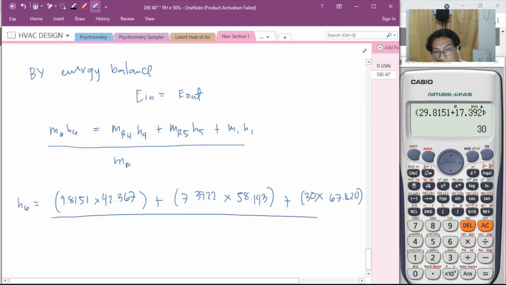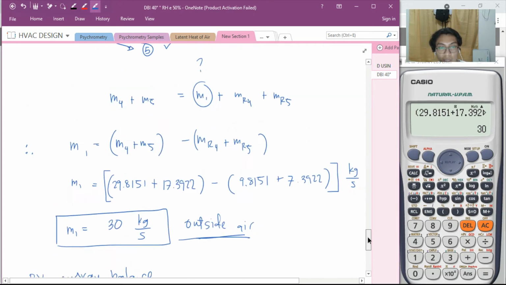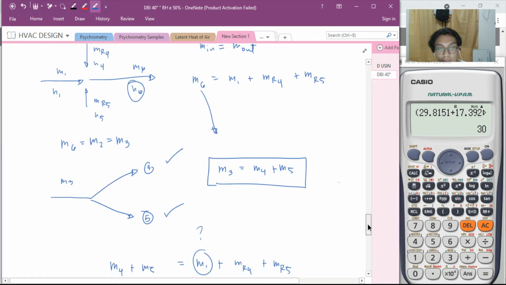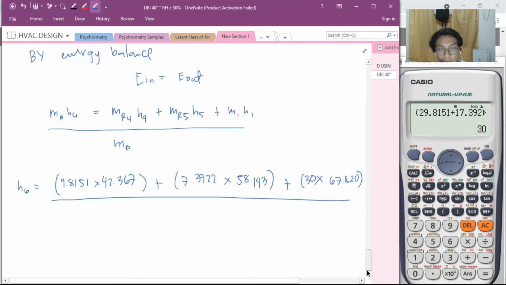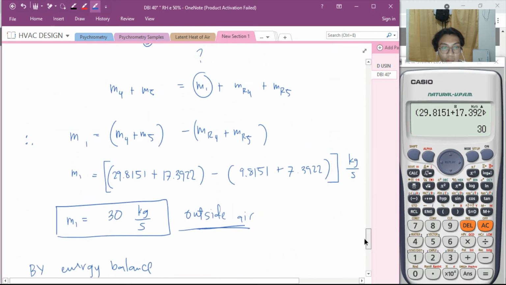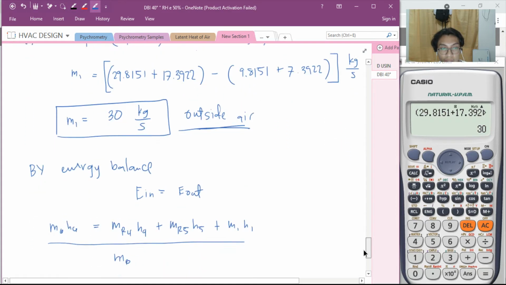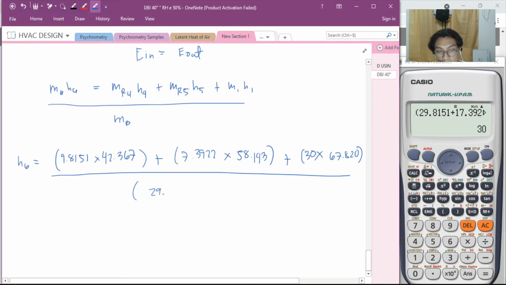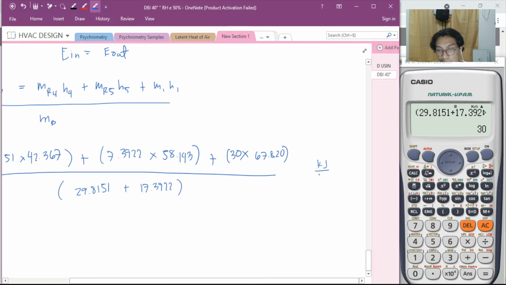divided by M6. Ano ba yung M6? That is equal to M3 and M4 and M5. Ang M4 and M5 is 29.8151 plus 17.3922. Ang lalabas na unit is kilojoule per kilogram.